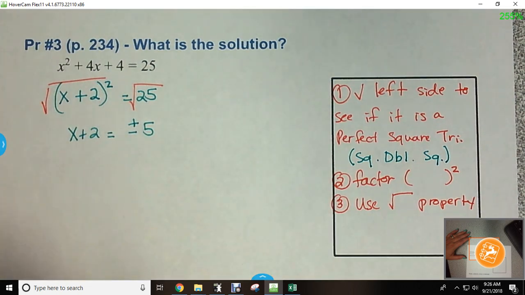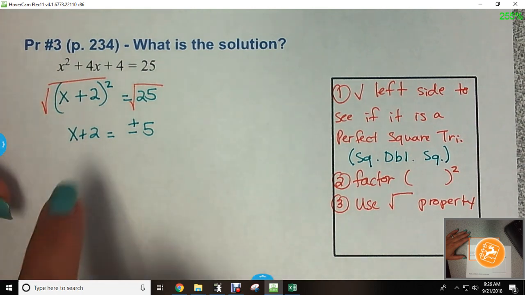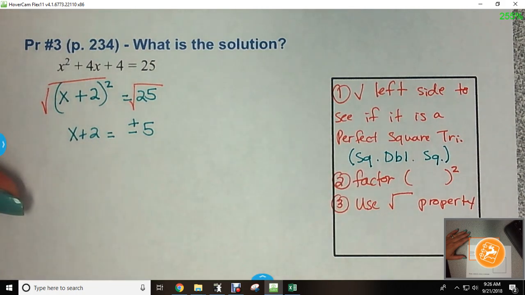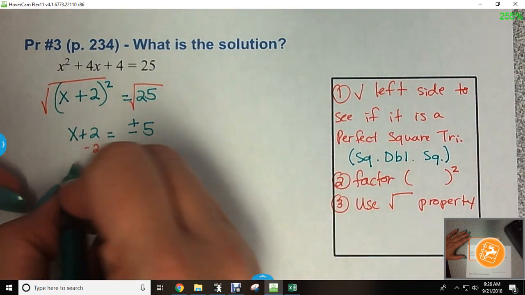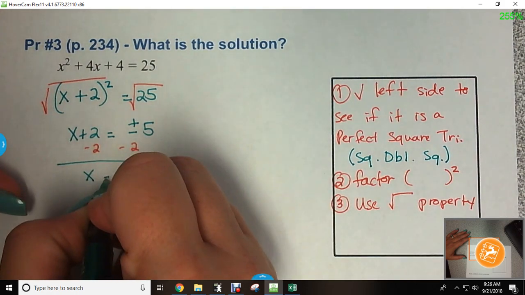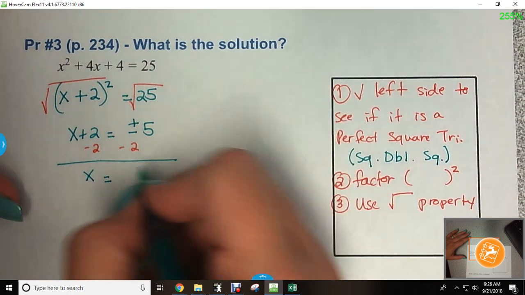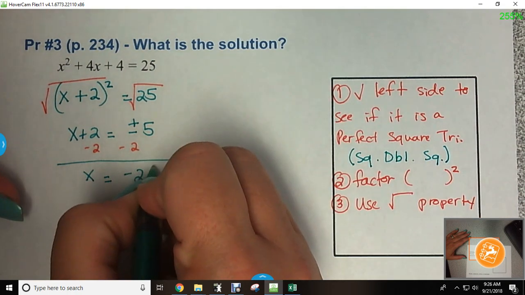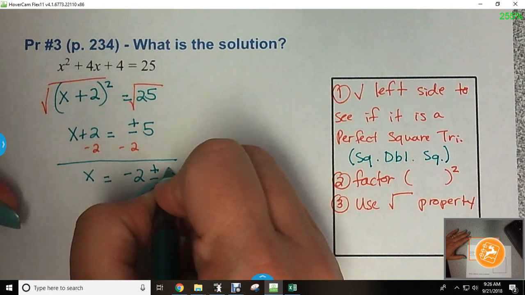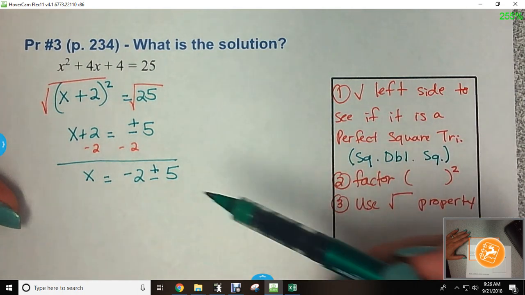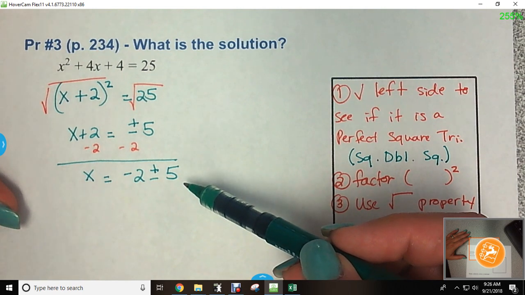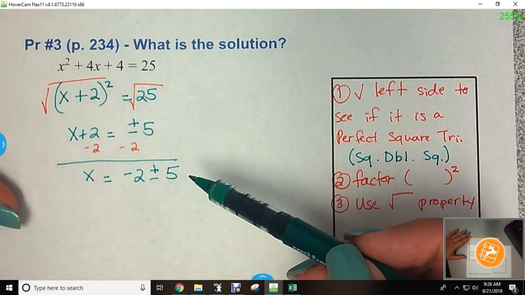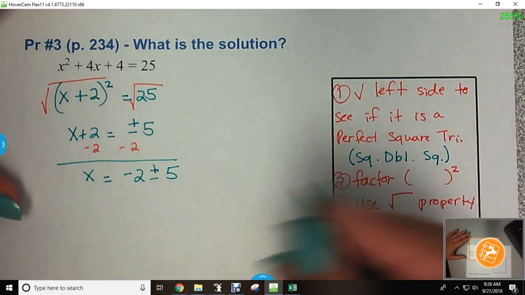So now, get x by itself. There's a couple ways you can do it. I would just go ahead and subtract 2 from both sides. So I've got x equals, and then your book normally writes it this way. They'll put that negative 2 here, and then plus or minus 5. Because this does not have any variables left in it, it does not have any radicals in it, you have to split it apart and get 2 answers.